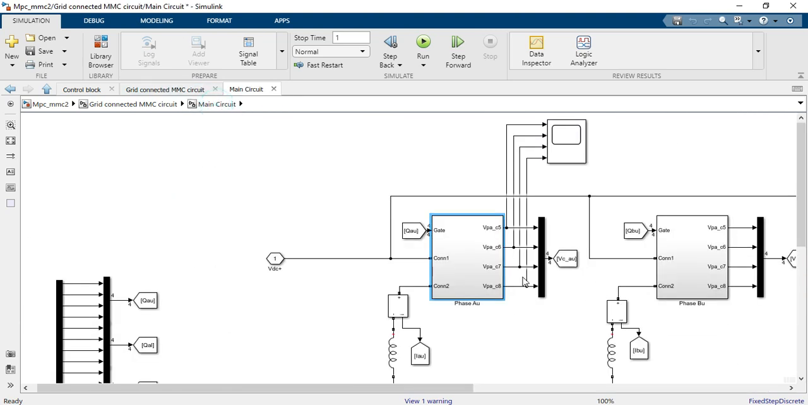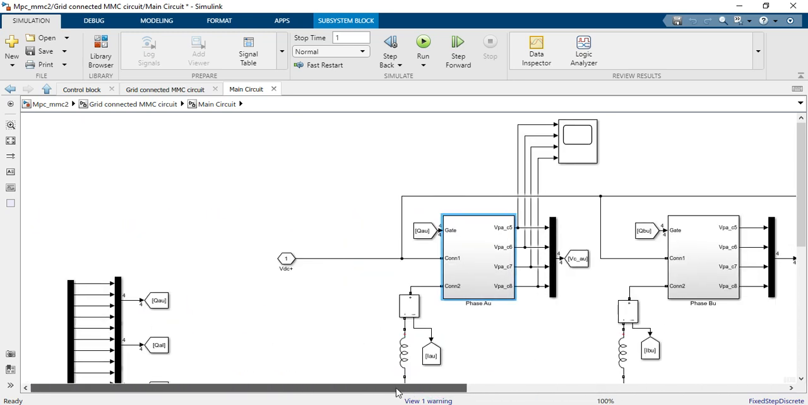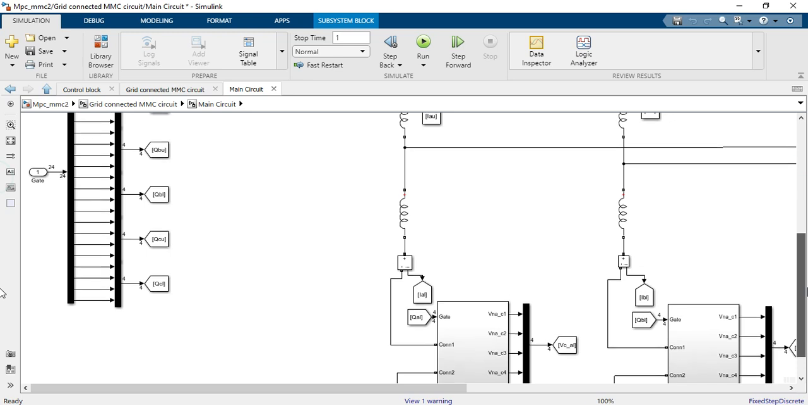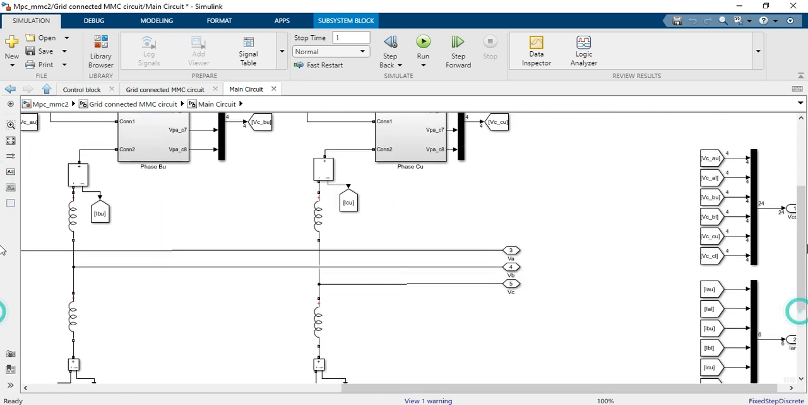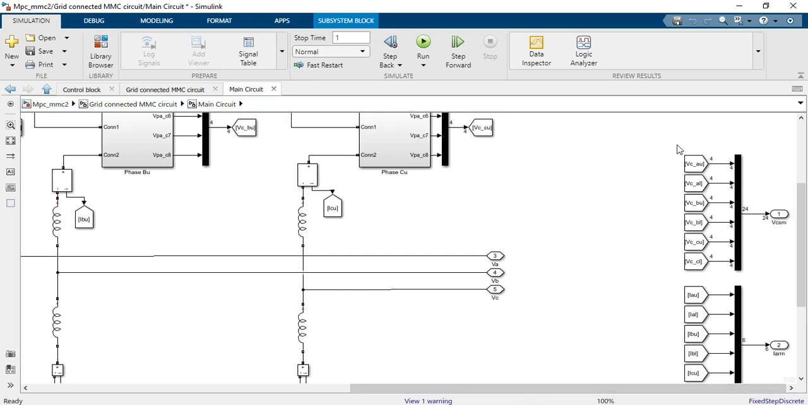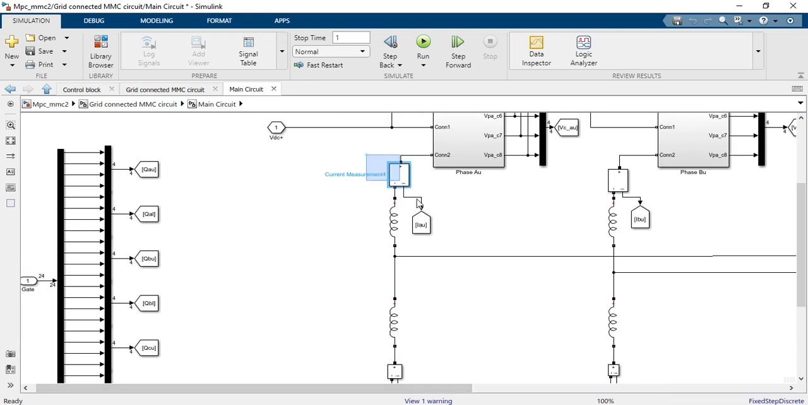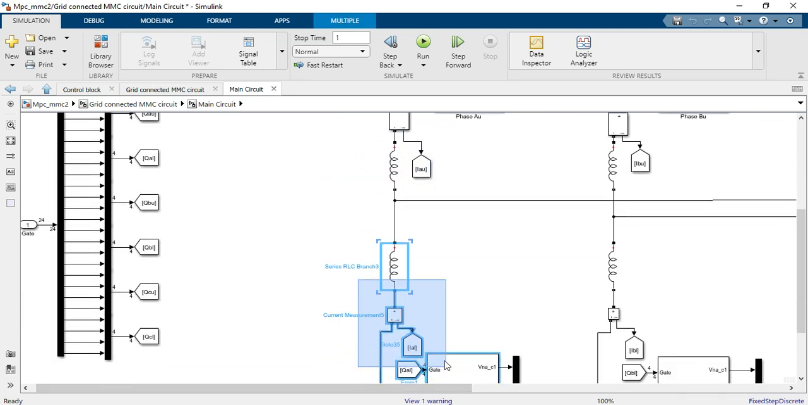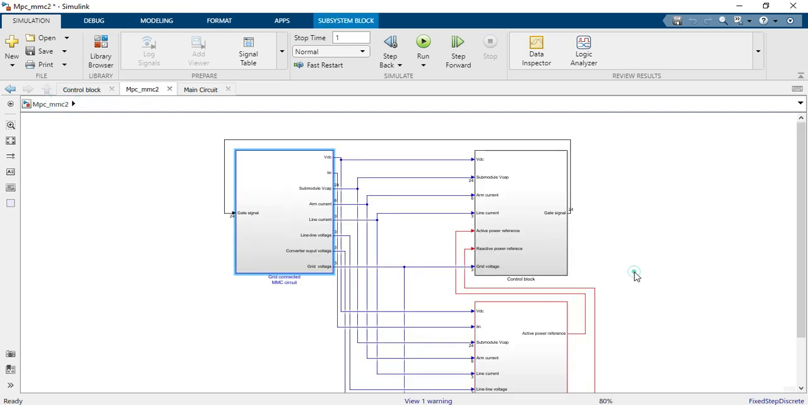right? And they are going into the control side, as well as the measurement side. So this is the lower arm, same as the upper arm, and here we have capacitor voltages and the currents, the arm currents, IAU and IAL. So we are measuring the upper arm current and the lower arm current as well. So we need those in the voltage balancing algorithm, right?